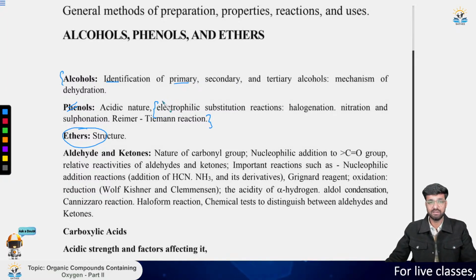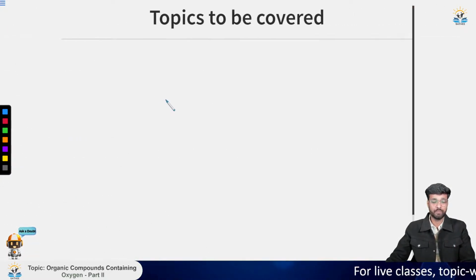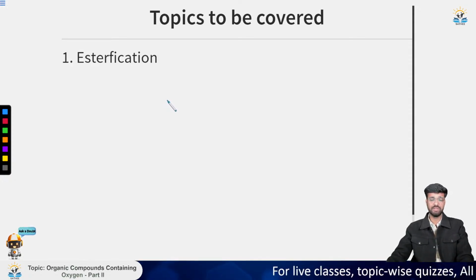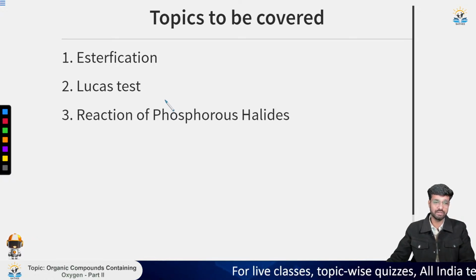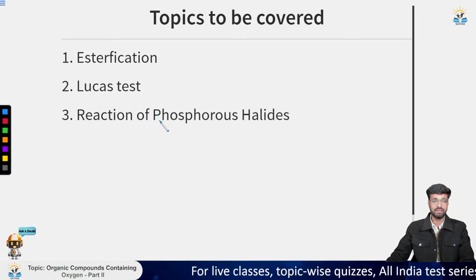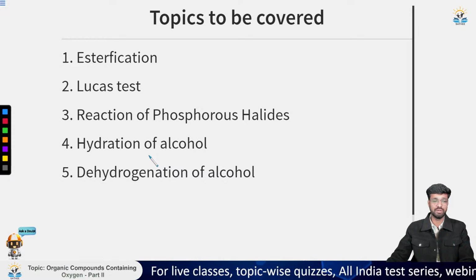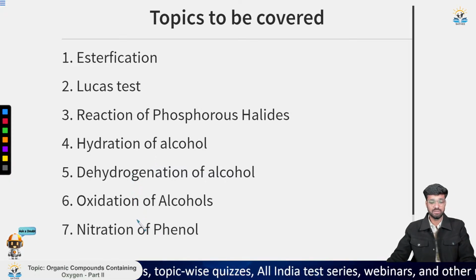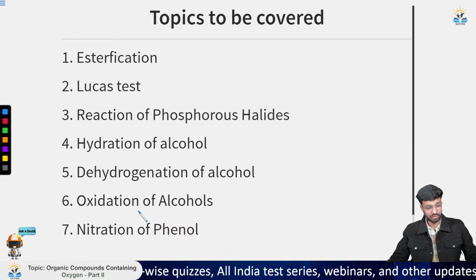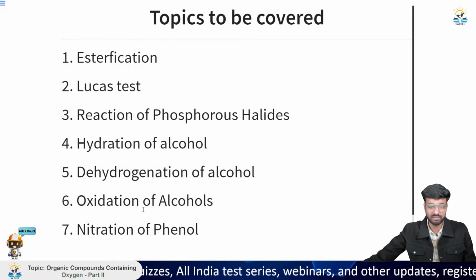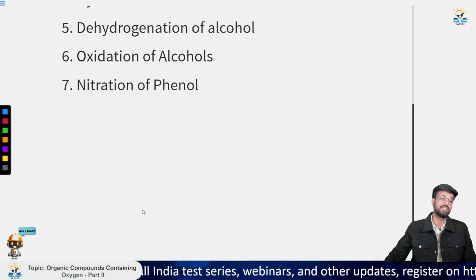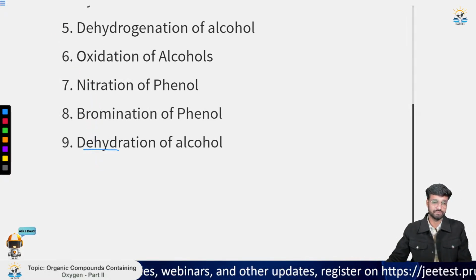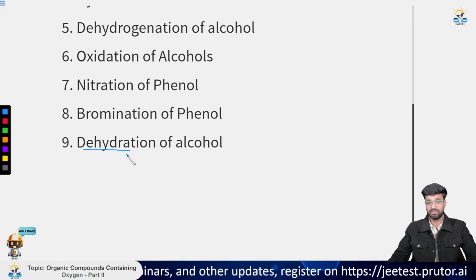So this is the part that we will be covering today. Let us see the topics in more detail. The first one is the reactions of alcohol, which will be esterification, then the Lucas test, then reaction of phosphorus halides. Then dehydration of alcohol, dehydrogenation of alcohol, and oxidation of alcohol. Then we will move on to some reactions of phenol, starting with electrophilic aromatic substitution, in which we will see nitration and bromination.